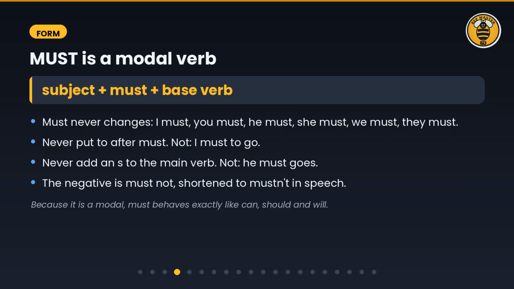Let's build the form. Must is a modal verb, so the pattern is simple. Subject, must, and then the base verb. Must never changes. I must, you must, he must, she must, we must, they must. There is no S in the third person, ever. 2 things to avoid. Never put the word to after must, and never add an S to the main verb. The negative is must not, which we usually shorten to mustn't when we speak.